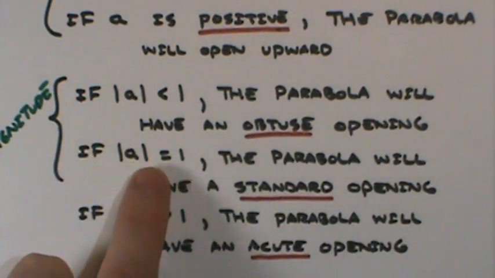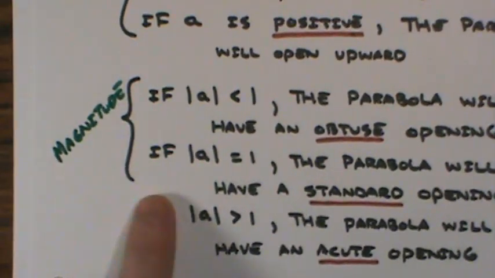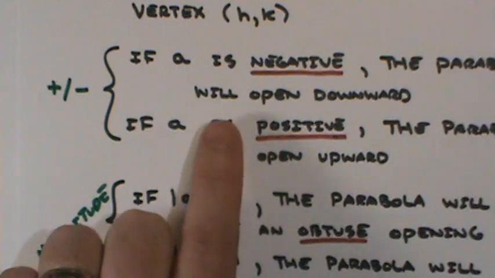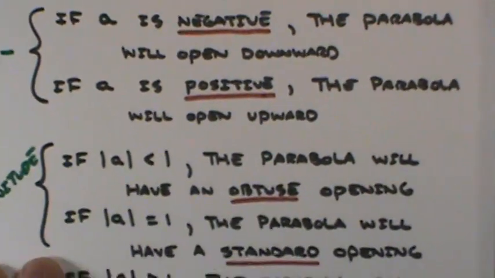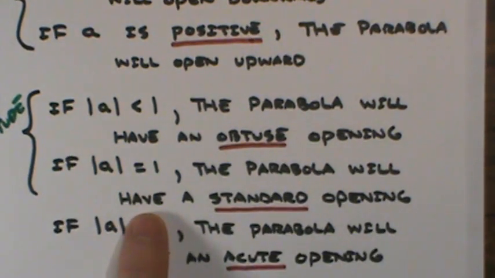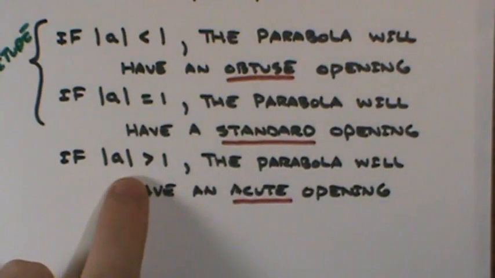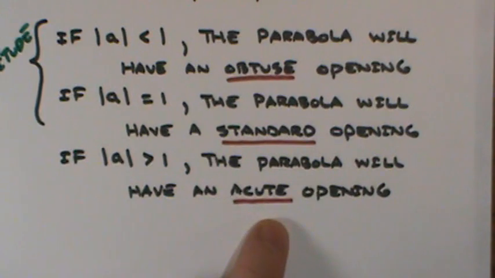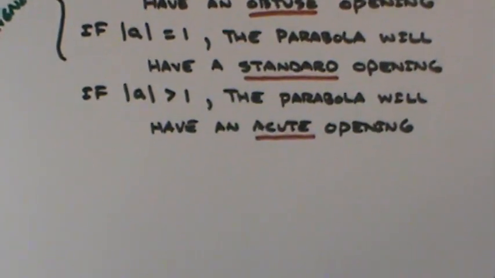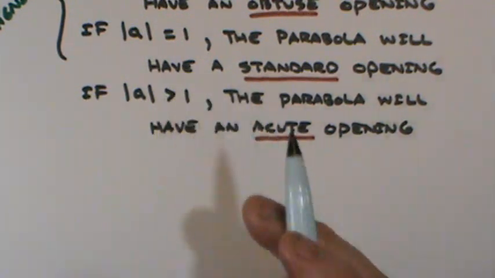If your a value is equal to positive or negative 1, again that's what the absolute value is saying. It says I'm only looking at the number, I'm not looking at the sign, because we already discussed what the sign would do. If a is 1, the parabola will have a standard opening. And that'll really be the focus of a lot of the videos you see in the next couple series, this standard opening. If a is greater than 1, the parabola will have an acute opening. When we say greater than 1, we say 2, 3, 4, negative 2, negative 3, negative 4, whatever.